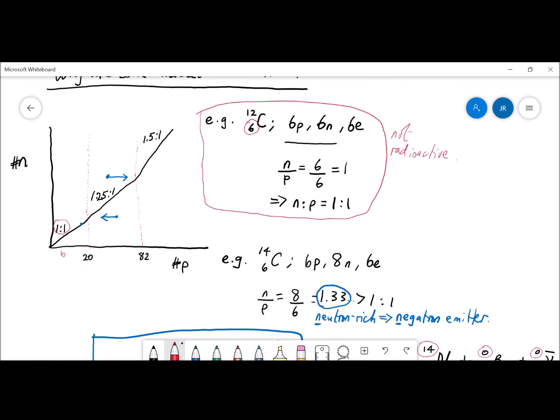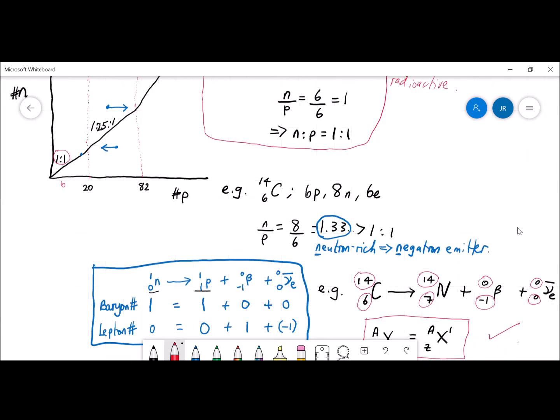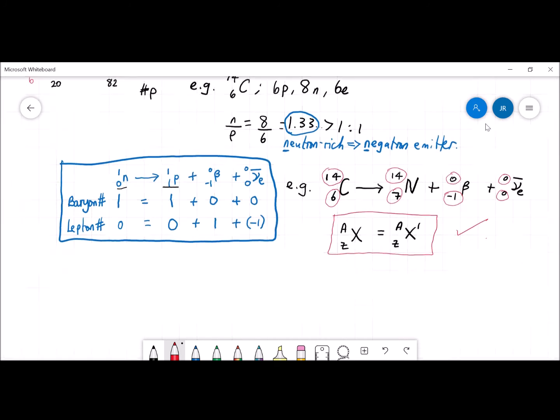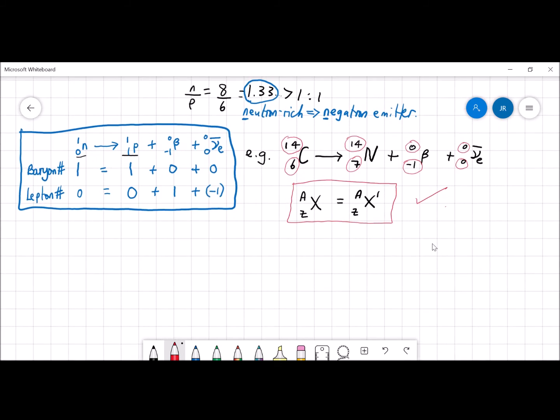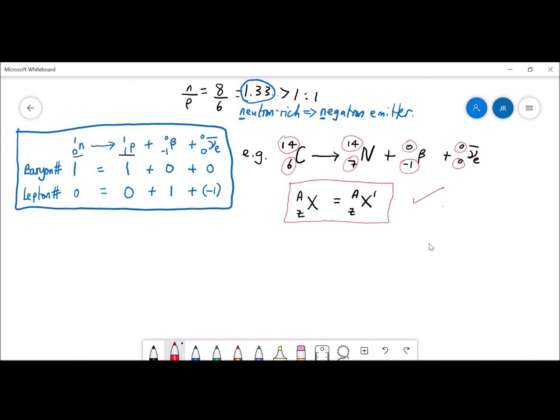Okay, so let's go back to our graph for a moment. Again, you would have to essentially know where you are in this graph, right? You have to know whether you're looking for a 1-to-1 neutron to proton ratio, or a 1.25 to 1 ratio, or a 1.5 to 1 ratio. Let's have a quick look at, we've seen a negatron emitter. What about a positron emitter? Let's say we had a positron emitter.